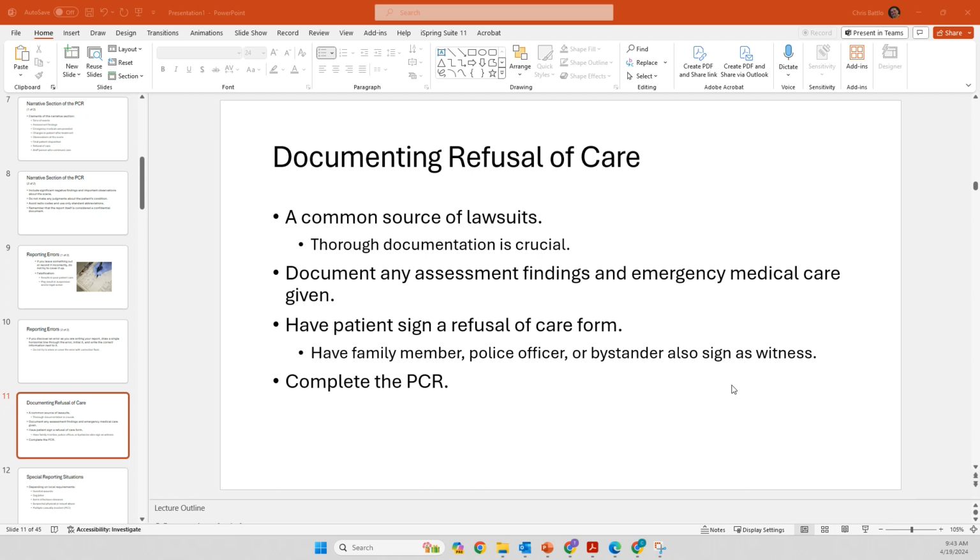You need to make sure that if they're signing a refusal for care or waiver for care, that it's based on informed consent. You've explained to them, "I'm not a doctor, but I believe these things could happen." You need to sign it, have them sign it, and have a family member, police officer, or bystander not associated with your crew sign that if possible. Make sure your PCRs are complete, and it's a good idea, and most places have a policy, that you shouldn't leave work with your charts not complete.